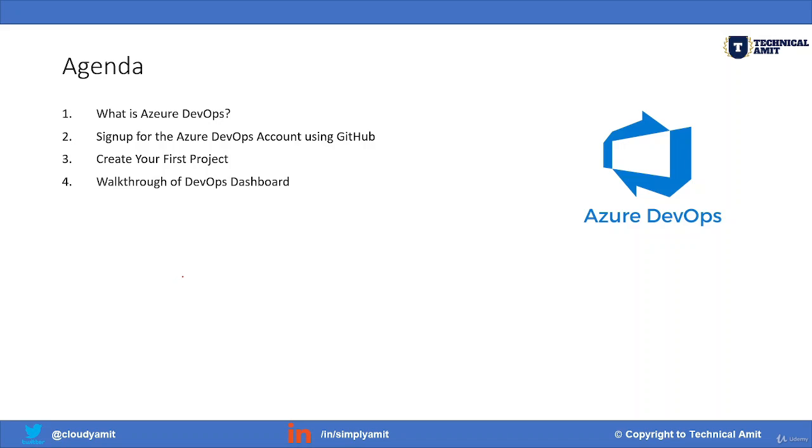Hello everyone, welcome back. In our previous videos, we have talked about how we can create the pipelines using SFDX as well as Ant with the help of Jenkins. In this video, we will talk about what is Azure DevOps, how we can create a free account for Azure DevOps, then we will also create our very first project, then we will have a walkthrough of the DevOps dashboard.